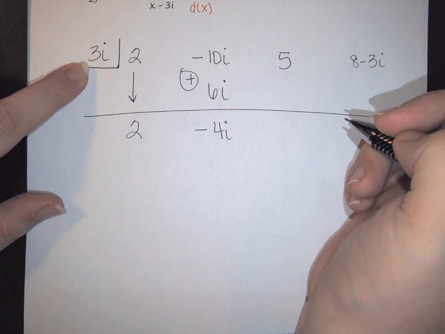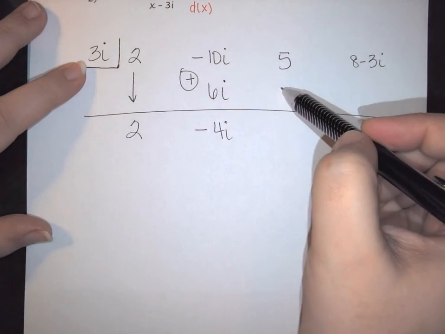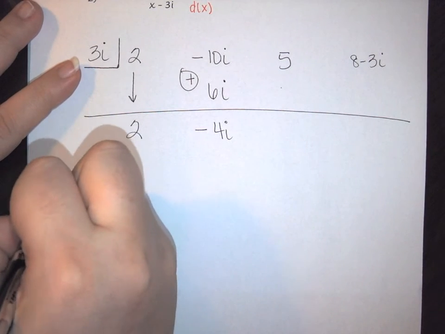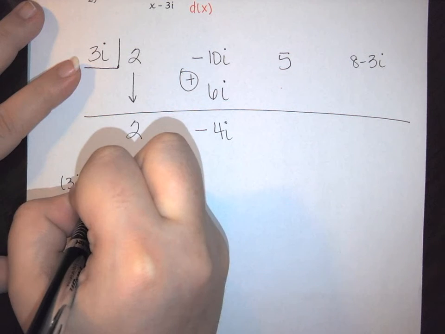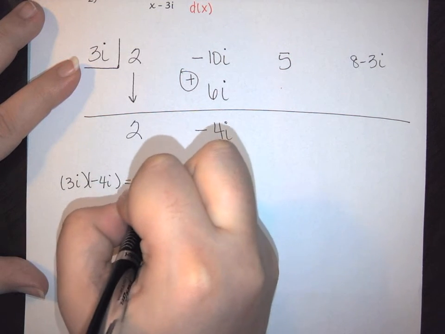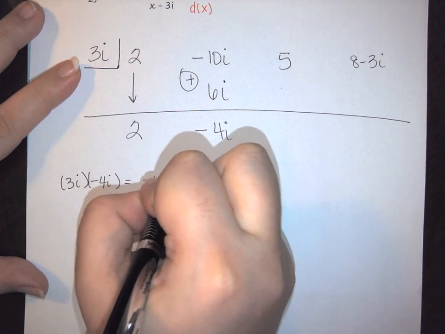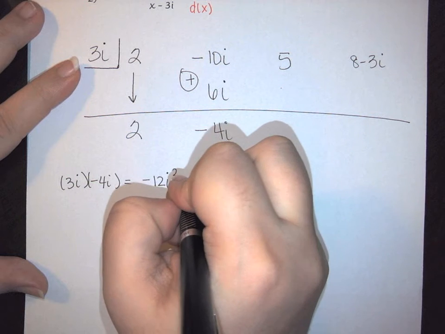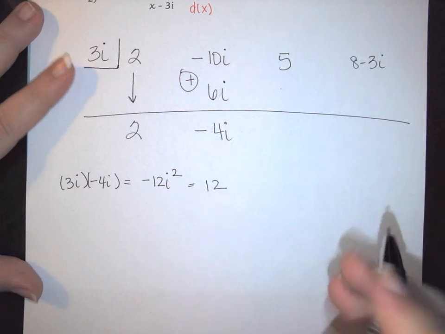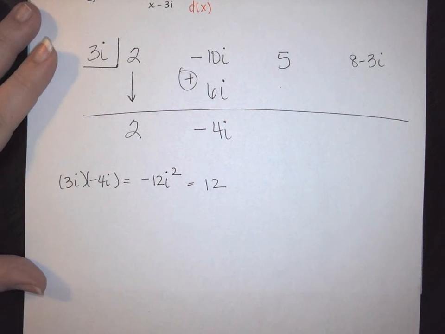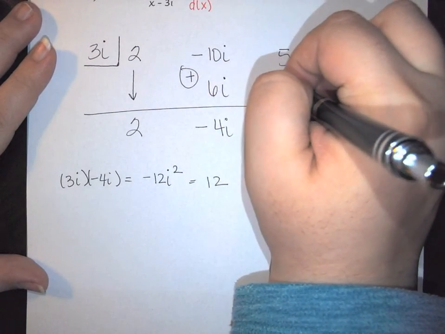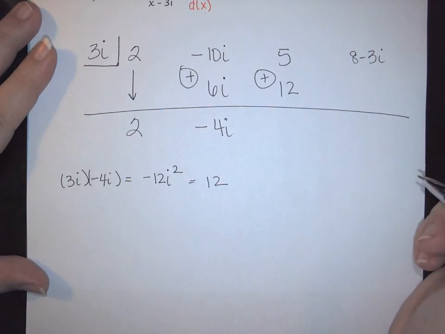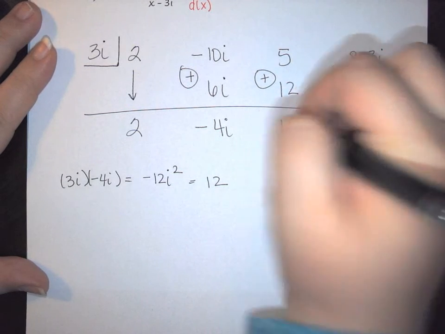Multiply that by 3i. Okay, so here what's going to go in is we are going to have 3i times negative 4i is going to be a negative 12i squared. I squared is negative 1 times negative 12 is a positive 12. Here we're going to add them together. This gives us a 17.